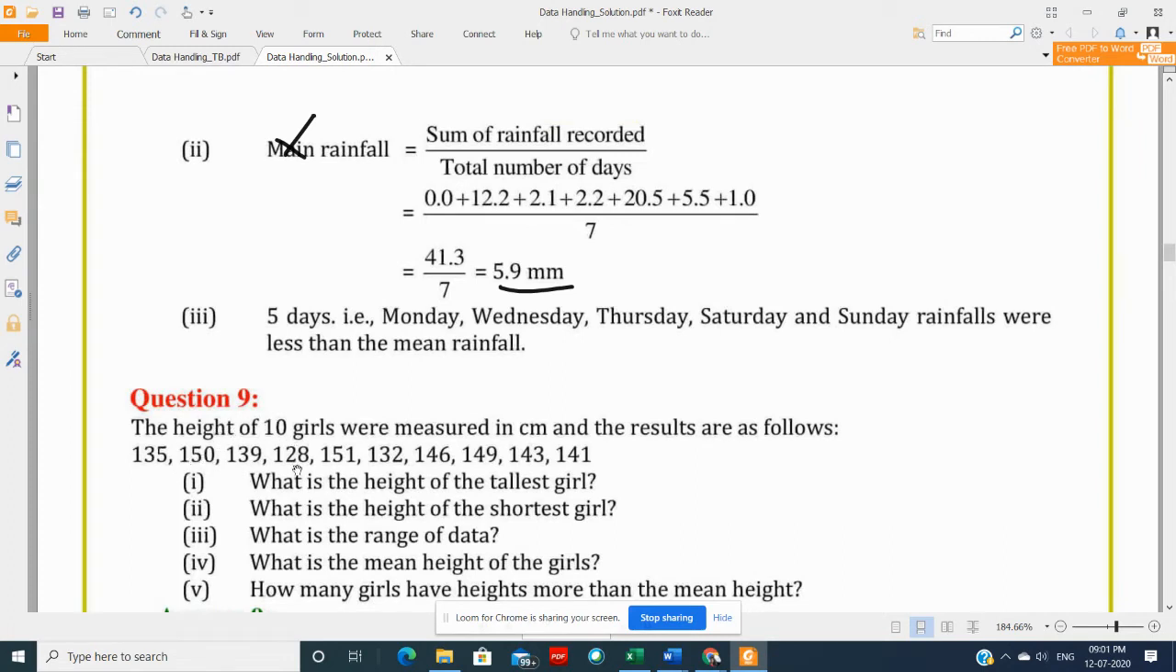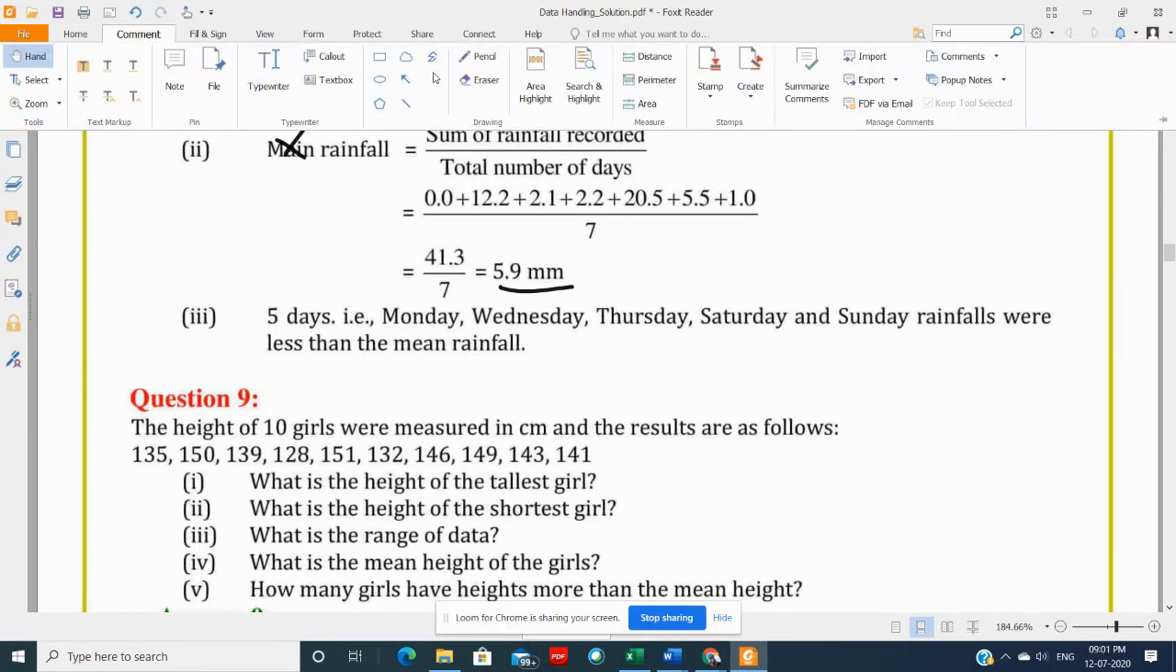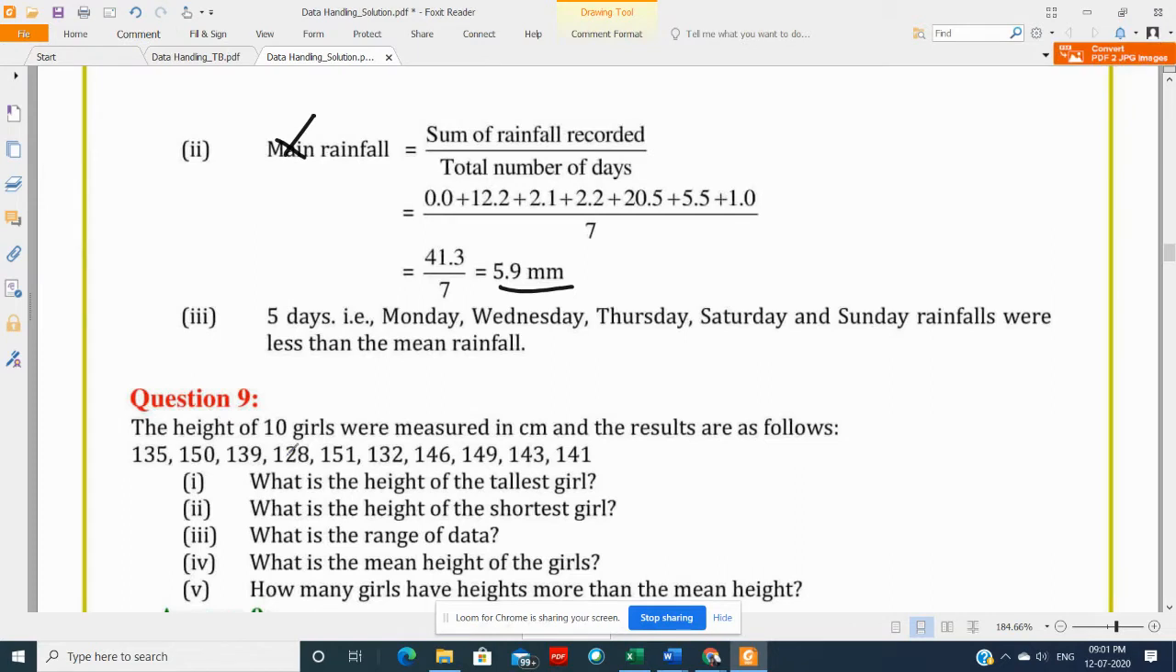See here that they have given the height of 10 girls. So these numbers are 10, that's what you have to understand. So 135, 150, 139. See, this is height, in centimeter. So 135, 150, 139, 128, 151, 132, 146, 149, 143, and 141.